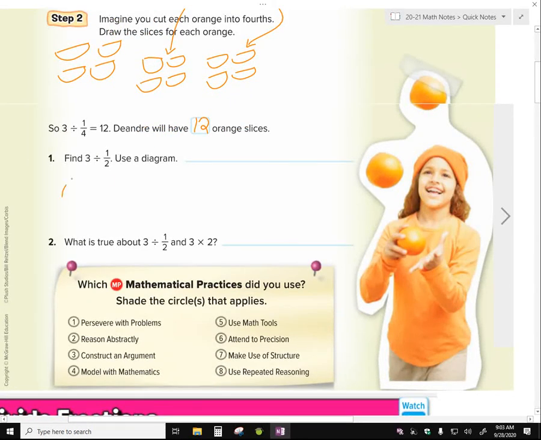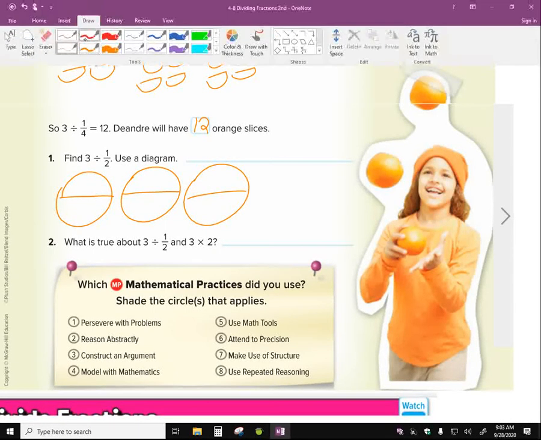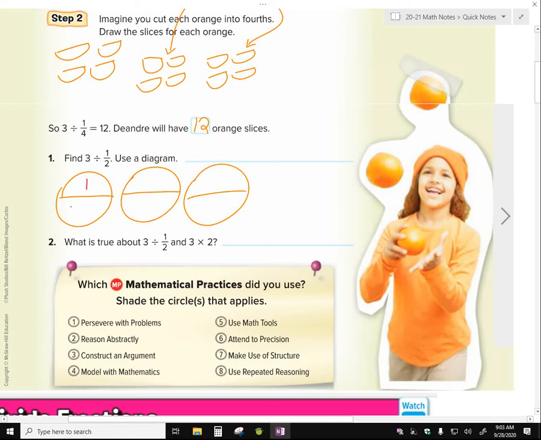So we have 1 orange, 2 oranges, 3. We're going to cut each in half. We have 1 part, 2 part, 3 part, 4 part, 5 part, 6 part. Find 3 divided by a half: 6 orange slices.